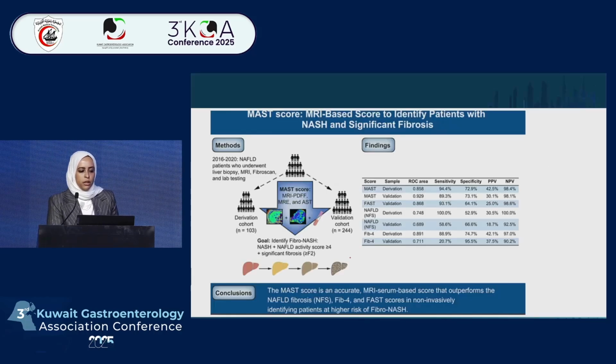I wanted to talk about combining MRI with other scores. So the MAST score is an MRI-based score to identify patients with NASH and significant fibrosis. What it does is that it's an MRI plus an AST put in a specific algorithm, and we get a specific reading. And the MAST score is an accurate MRI serum-based score that outperforms the NAFLD fibrosis score, the FIB-4 score, the FAST score, as a non-invasive test for identifying patients at higher risk of fibro-NASH.